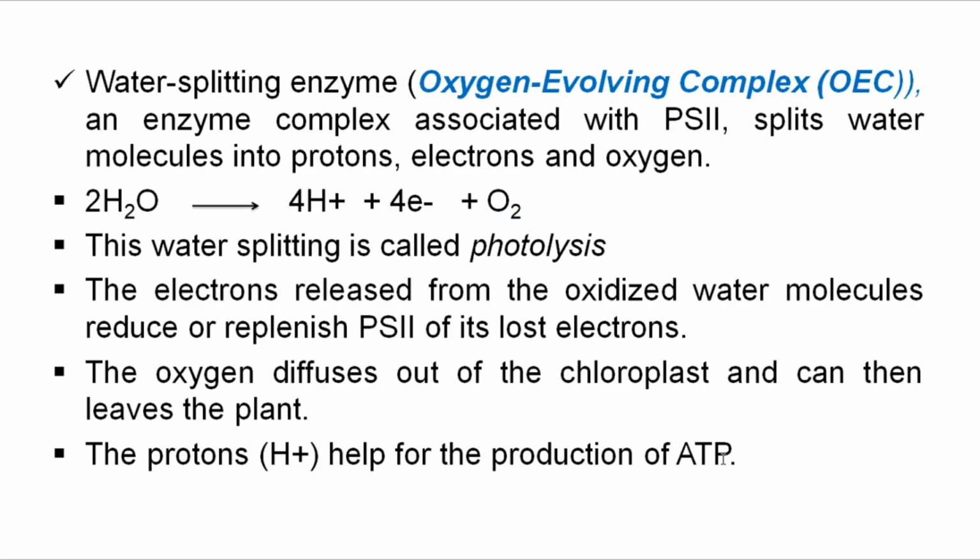This water splitting enzyme breaks down water into protons, electrons, and oxygen. These protons are important for the production of ATP, and these electrons are important to replace photosystem 2 of its lost electron. And this oxygen diffuses out of the chloroplast and can then leave the plant.